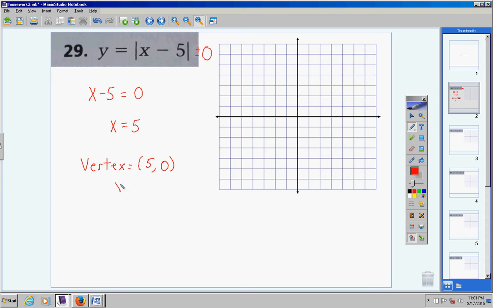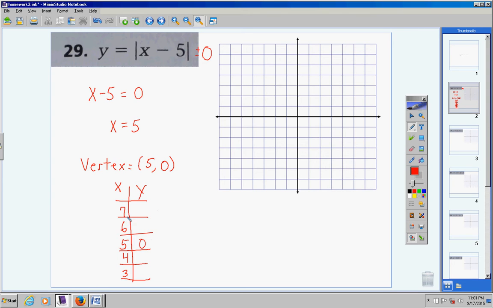Now, with your table of values, we're going to draw one big enough for 5 points and put 5, 0 right in the middle. If 5 is here, let's go up: 6, 7. Let's go down: 4, 3. So 7, 6, 5, 4, 3.